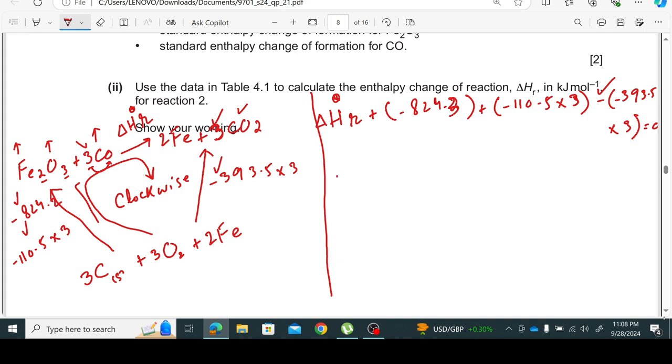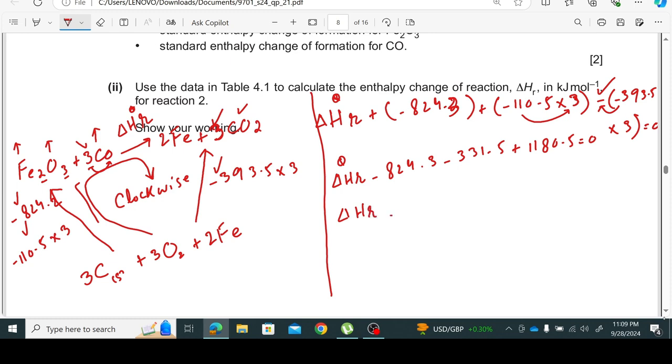Okay, so delta H R, like it is making standard values, minus 824.3 minus, so when 110.5 multiply with 3, you will get 331.5 plus, negative negative, this value negative and negative, it will become positive, and it will become 1180.5 equal to 0. Okay, so now delta HR, we are just solving each step again and again.